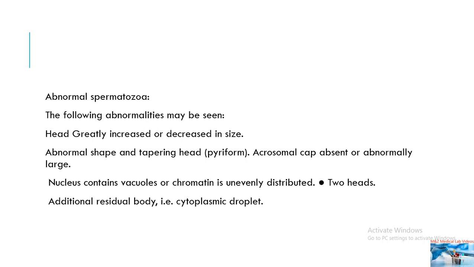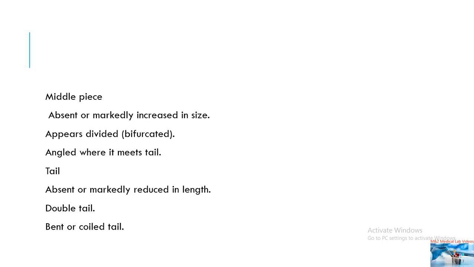Abnormal spermatozoa. The following abnormalities may be seen: head greatly increased or decreased in size, abnormal shape and tapering of head, pyriform head, acrosomal cap absent or abnormally large, nucleus containing vacuoles or chromatin unevenly distributed, two heads, additional residual body that is cytoplasmic droplet. Middle piece may be absent or markedly increased in size, appear divided or bifurcated, or angled where it meets the tail. Tail may be absent or markedly reduced in length, double tail, bent or coiled tail.